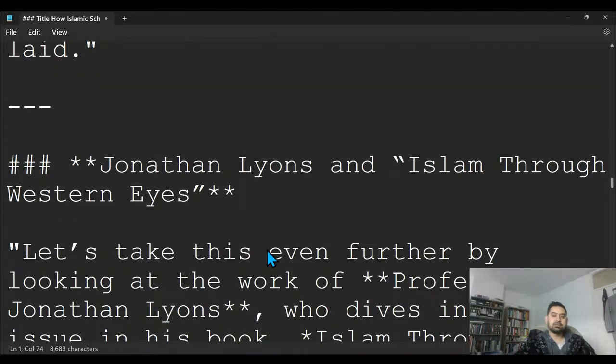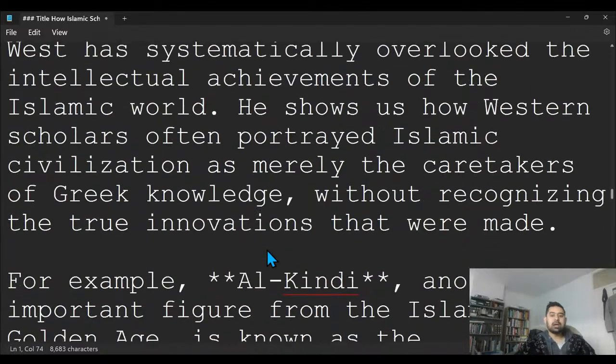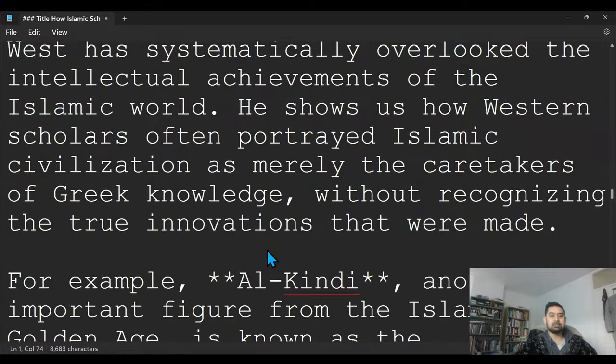Jonathan Lyons, and Islam through Western eyes. Let's take this even further by looking at the work of Professor Jonathan Lyons, who dives into this issue in his book, Islam in Western Eyes. Lyons argues that the West has systematically overlooked the intellectual achievements of the Islamic world. He shows us how Western scholars often treat Islamic civilization as merely the caretakers of Greek knowledge, without recognizing the true innovations that were made.